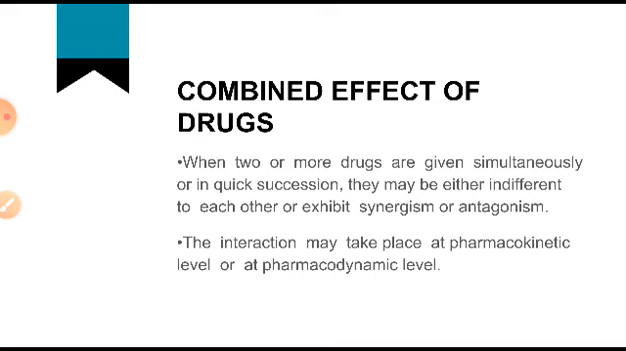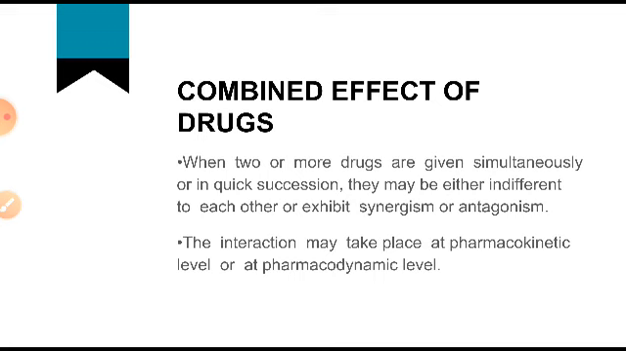So usually when these drugs get into your body, they have two ways of interacting with each other and affecting one drug by the other in the body itself. So they do it in two ways. Either they interact at the pharmacokinetic level or they interact at the pharmacodynamic level, right?